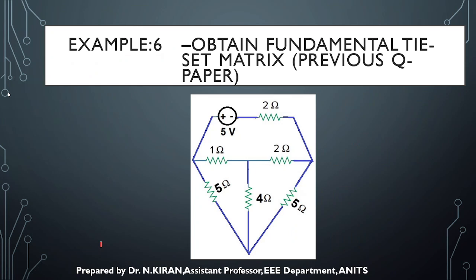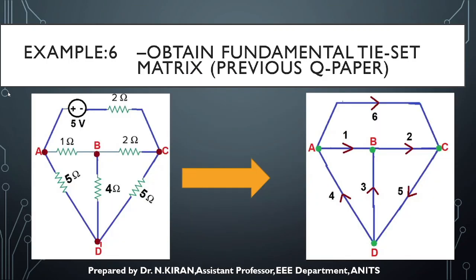Coming to my next example, here also I need to construct a tie set matrix. So first I will find the graph. We know how to form a graph: replacing every element with a line segment and assigning some arbitrary direction will give you an oriented graph.